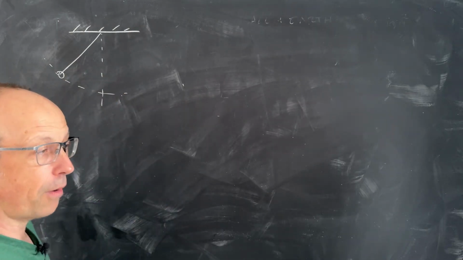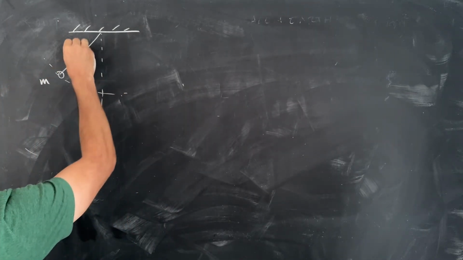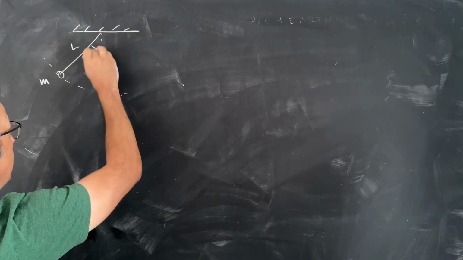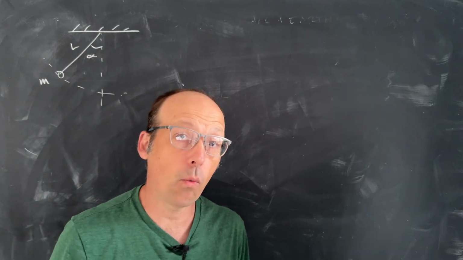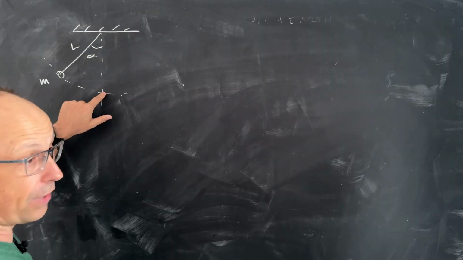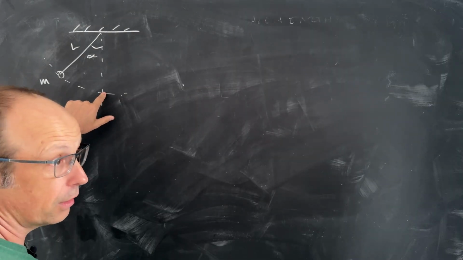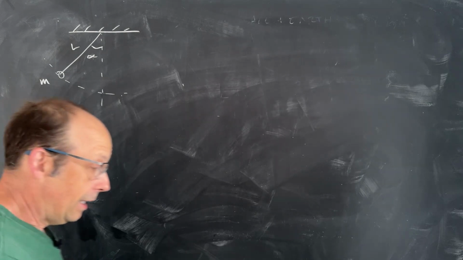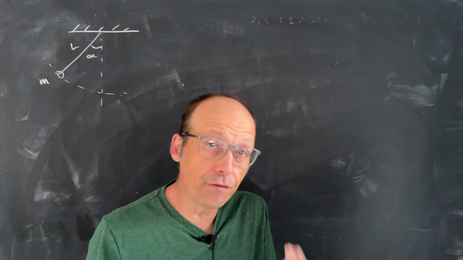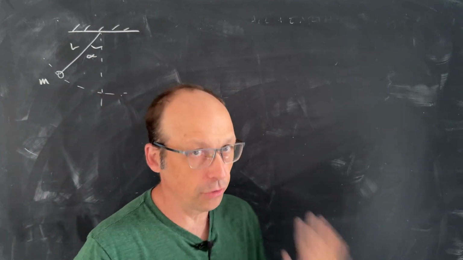So here I have a mass m on a string of length L, and let's say this angle is alpha, just for simplicity. And I want to let it swing down. I want to find out how fast the ball is going right here on the string. So if you want to solve this with Newton's second law, you're in trouble, right?